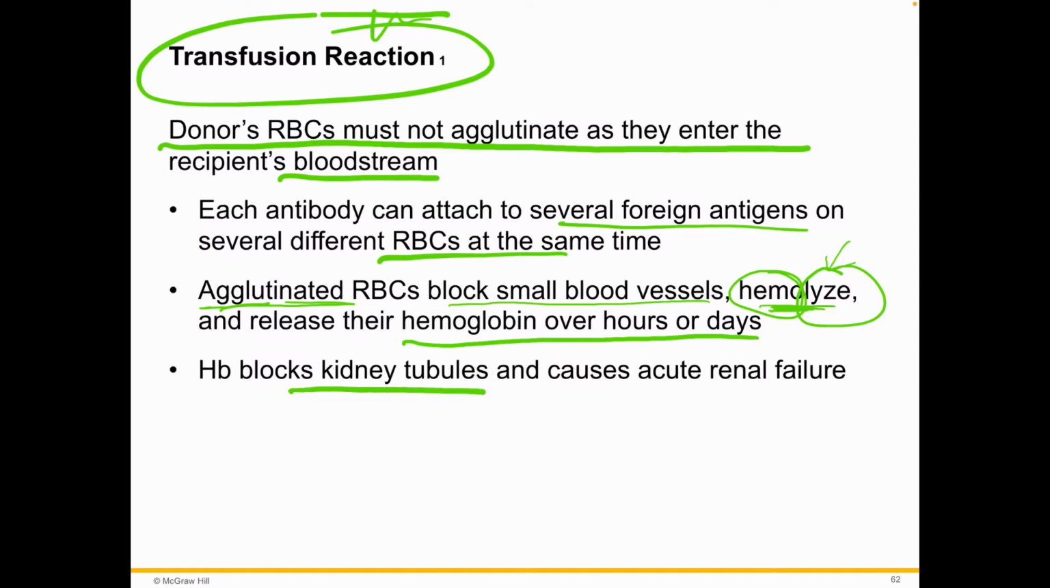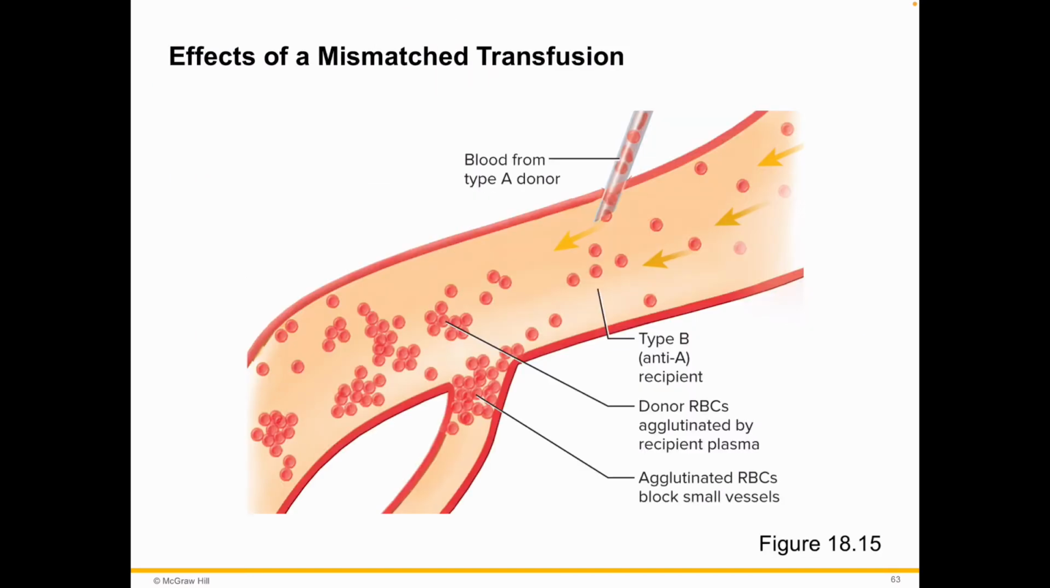Eventually, we're going to block out the kidney tubules because it's going to be so heavy, so thick with all of these dissolved parts and broken up parts of red blood cells that we can also fall into acute renal failure. So, very specific, very, very immediate renal failure. So here's the effects of a mismatched transfusion, just like a visual, hopefully that's helpful to see.